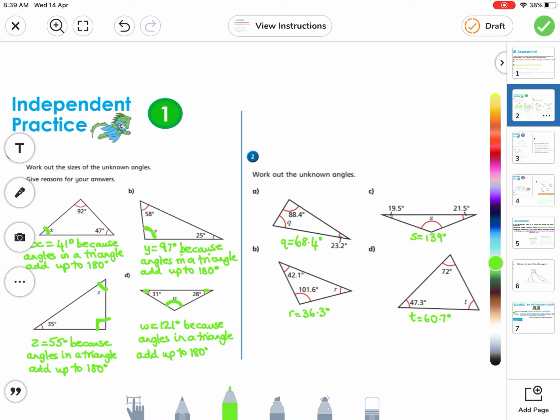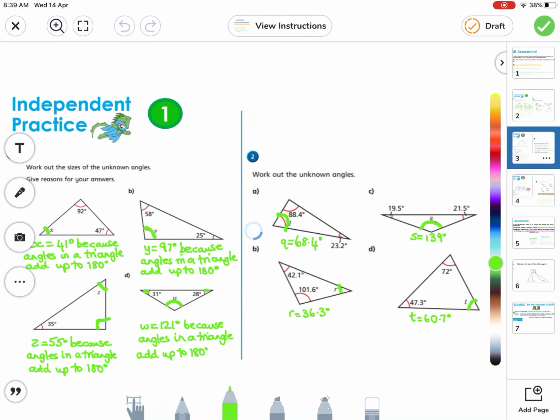On to question 2 then, angle Q is 68.4 degrees. Angle R on question B is 36.3 degrees. Angle S on question C is 139 degrees. And angle T on question D is 60.7 degrees.